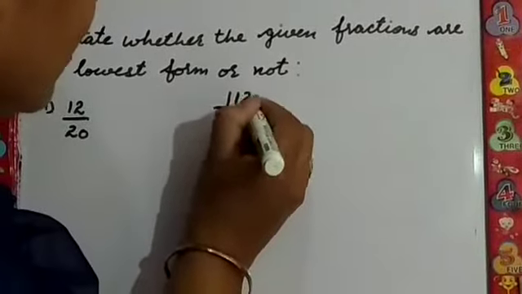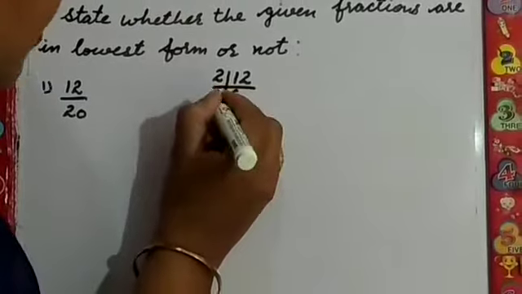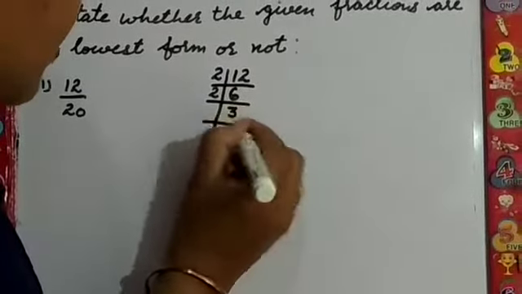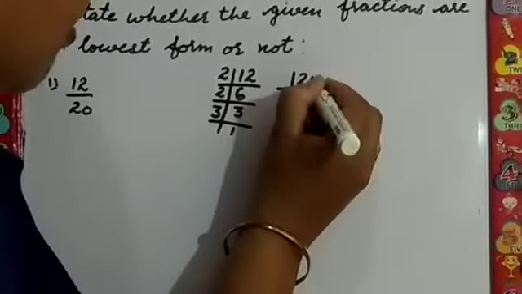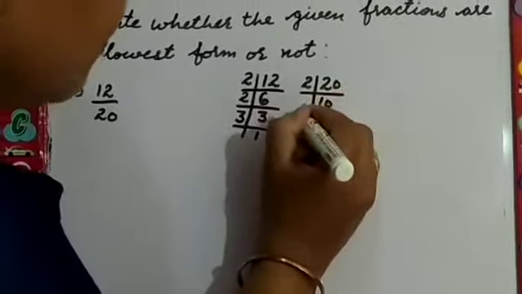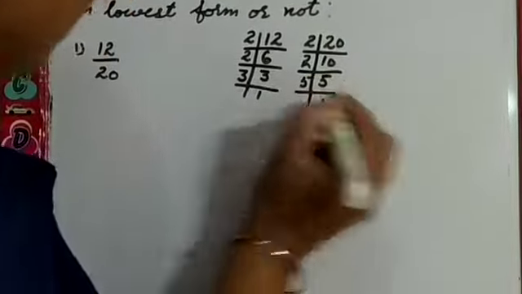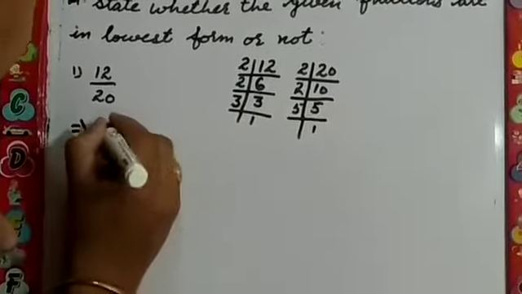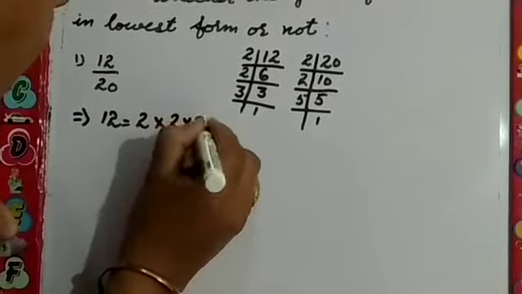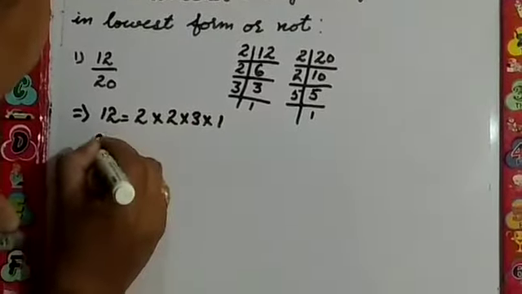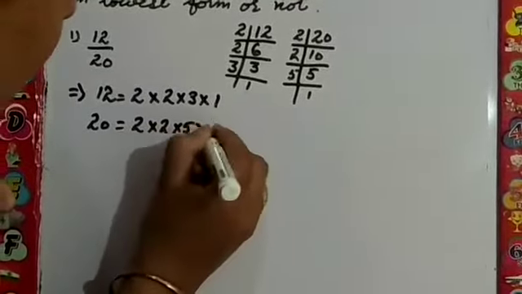12 is divisible by 2. When we divide 12 by 2 we get 6. Again divide it by 2, we get 3. 3 is divisible by 3, 1 is here. Then 20. 20 is divisible by 2, 10. Again by 2, 5. Now 5 is divisible by 5, 1. Now factors of 12: 2 into 2 into 3 into 1. Factors of 20: 2 into 2 into 5 into 1.